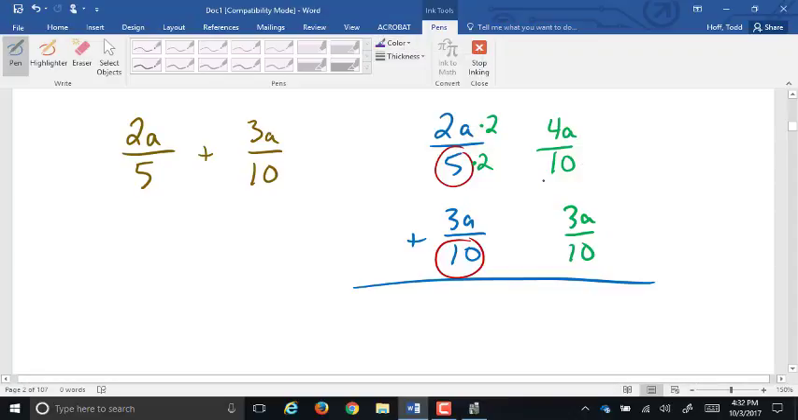Now I have the common denominator of 10. I am going to combine my numerators. 4a plus 3a makes 7a over 10. Well, that's not so bad.